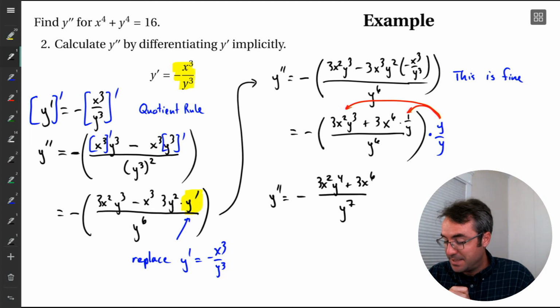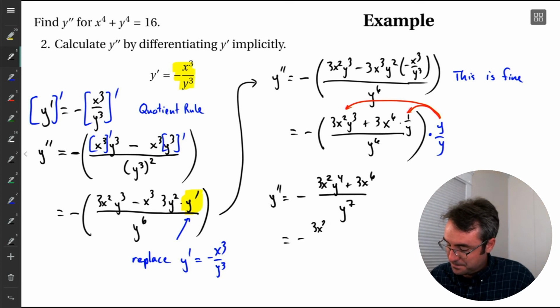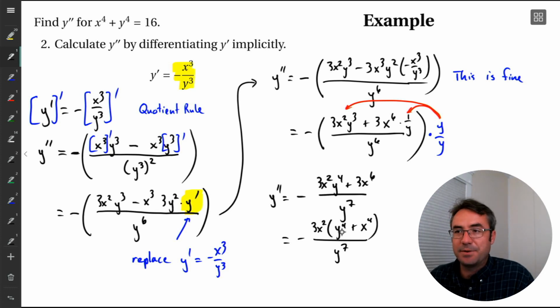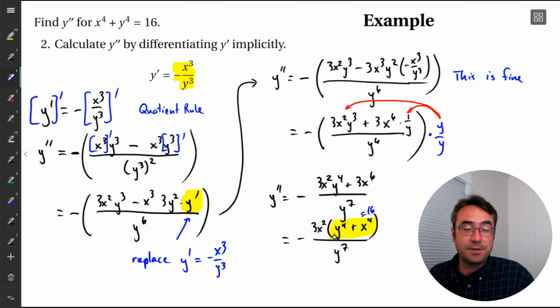Now actually, sometimes you can do a little bit more. We can actually factor out now a 3x squared in this numerator. So if we do that, we're left with a y to the 4th. And then over here, we're left with 4 copies of x. So we're left with an x to the 4th. And this is all over y to the 7. And then y to the 4th plus x to the 4th, we actually know what that is. So this doesn't always work out like this, but it's actually kind of nice here. X to the 4th plus y to the 4th is 16. So this whole thing right here simplifies down quite nicely. This thing is equal to 16 because we're talking about this particular equation.